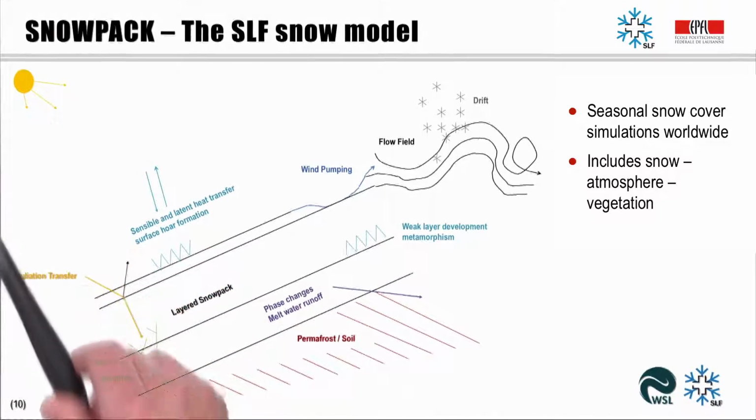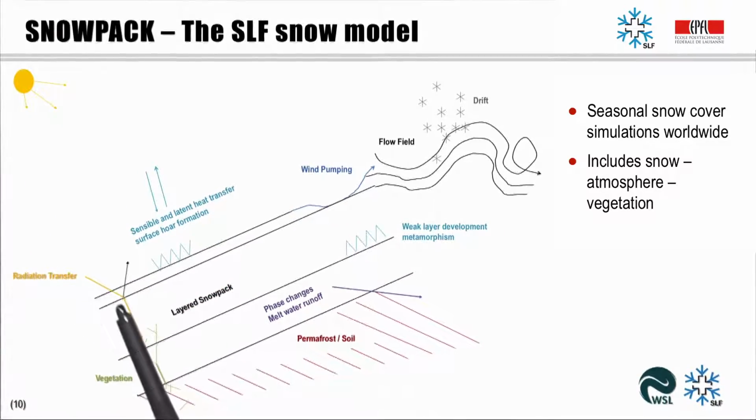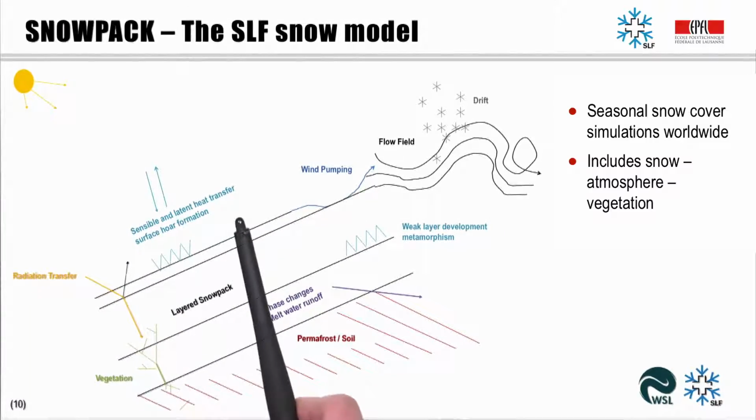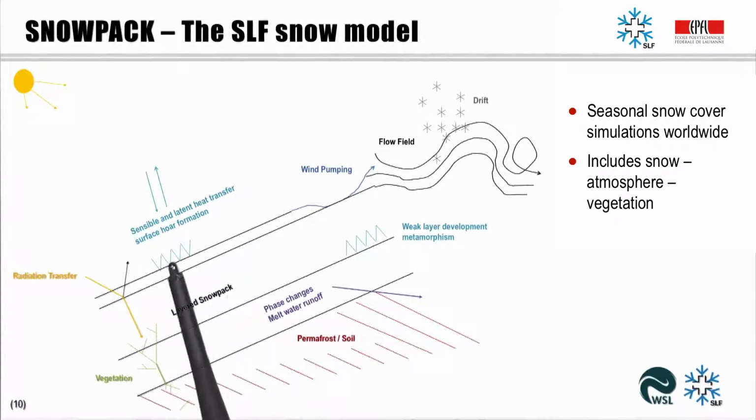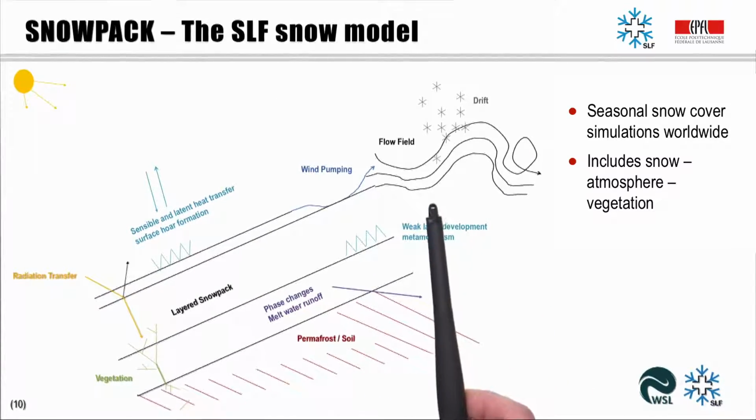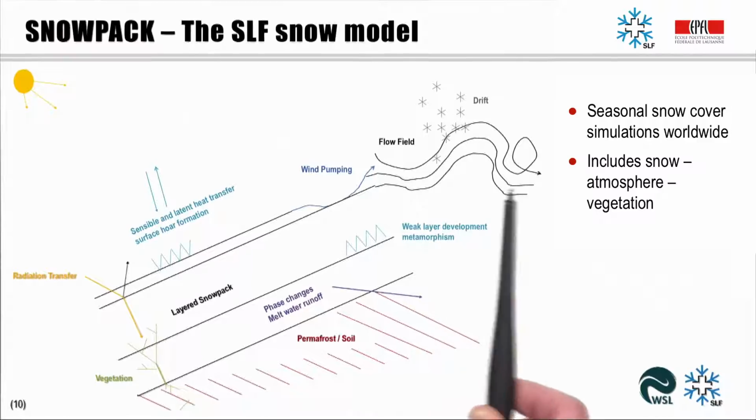The model treats incoming radiation and allows to simulate in how far the shortwave radiation penetrates into the snow. The formulation of sensible and latent heat transfer at the snow surface allows for the generation of surface hoar, which may then become a weak layer once buried by new snow layers. The model has also modules for treating more spatial effects such as drifting and blowing snow or the redistribution of snow once on the ground.